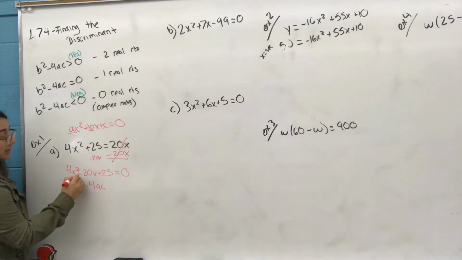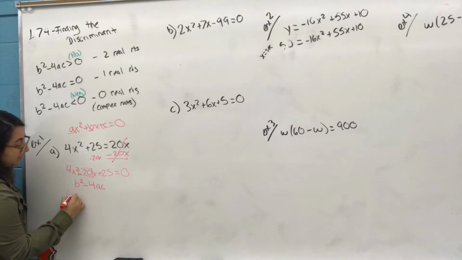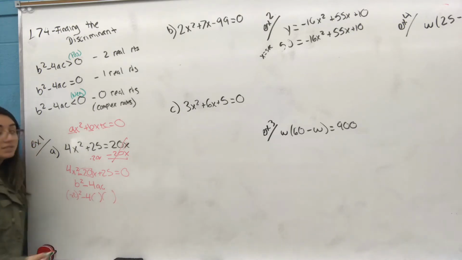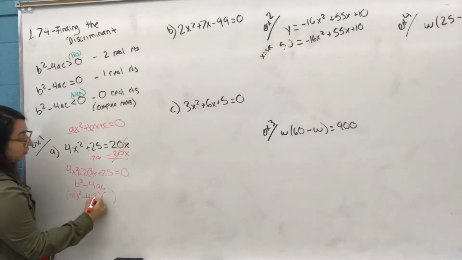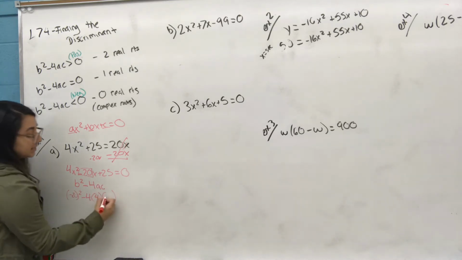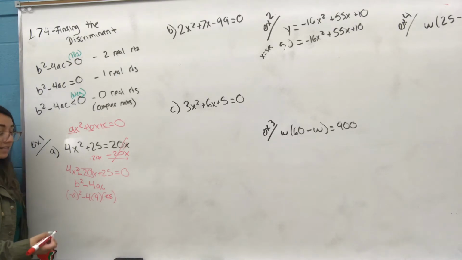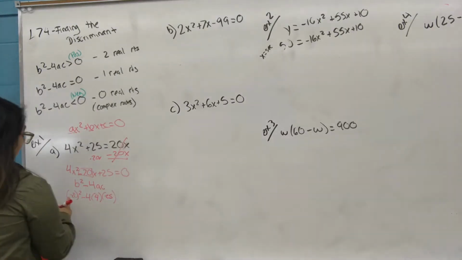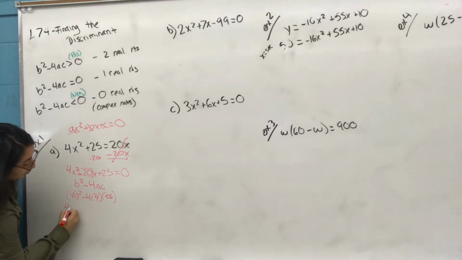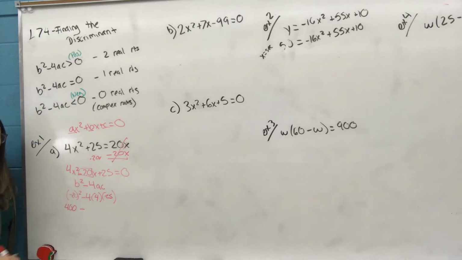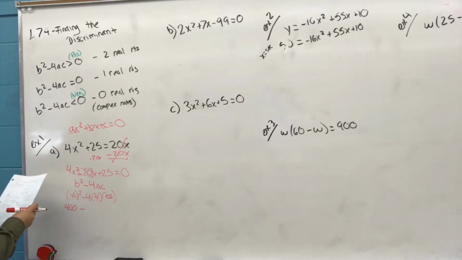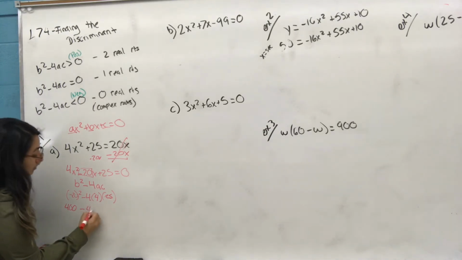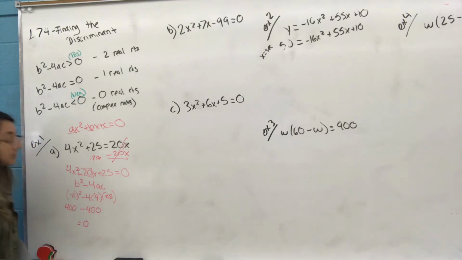So b is negative 20. Negative 20 squared minus 4 times a times c. A is the number in front of x squared, that's 4. C is the constant, that's 25. And then you go ahead and simplify it. Negative 20 squared is 400, minus 4 times 4 is 16, times 25, which is 400 as well. And your answer is 0.